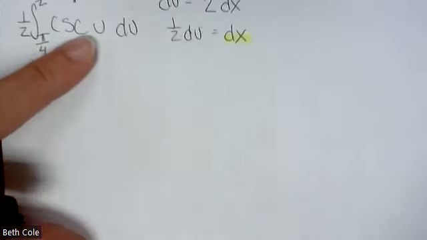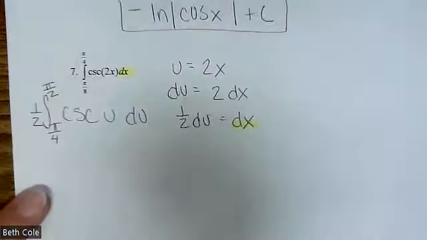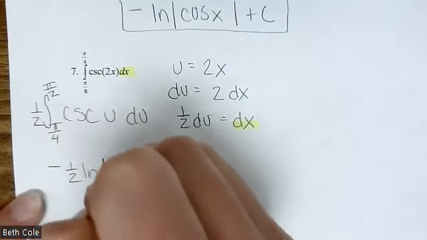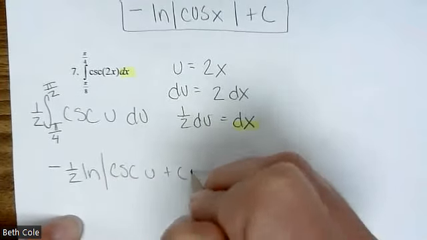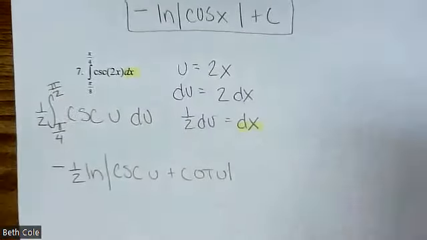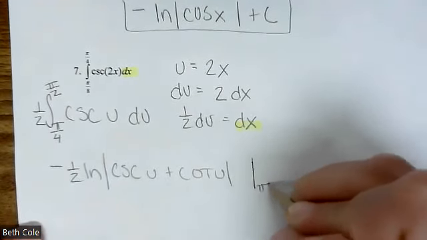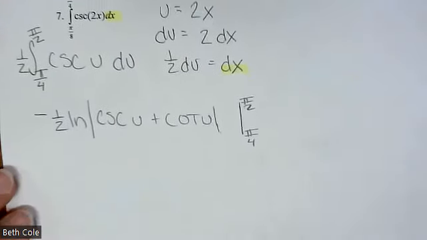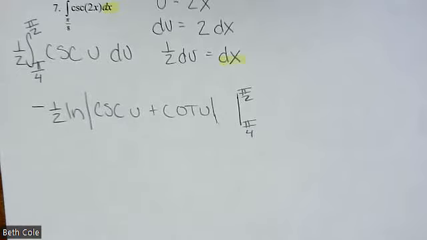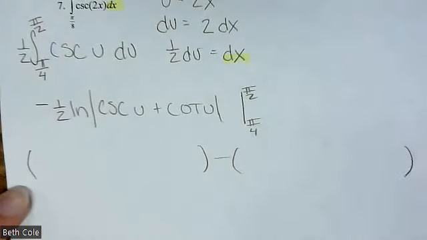Antiderivative for cosecant. Well, look down here. Do you see how it's negative? Okay, so we're going to have -1/2 ln cosecant u plus cotangent u. Don't put a plus c. Instead, it's such that pi over 4 to pi over 2. We'll do upper minus lower. And you're going to be okay. Promise. Right, so upper minus lower. I'm leaving a lot of space for this.